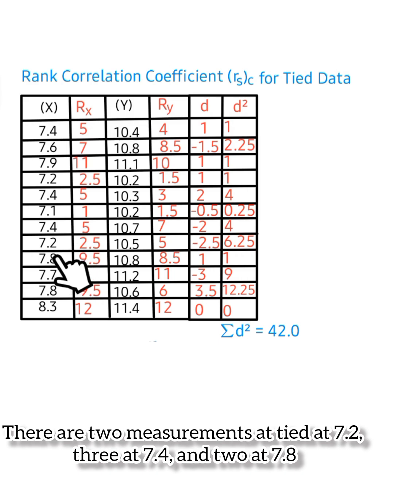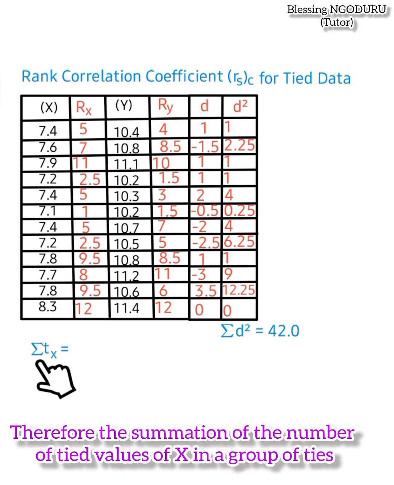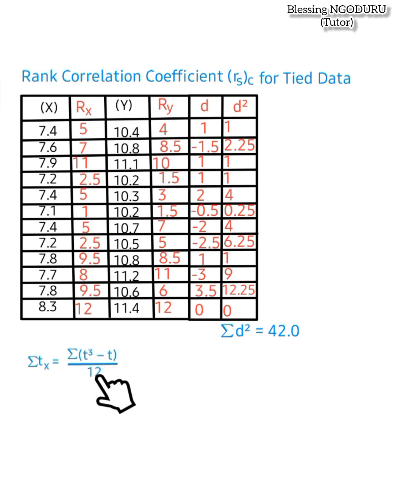There are two measurements tied at 7.2, 3 at 7.4, and 2 at 7.8. Therefore, the summation of the number of tied values of X in a group of ties will be equal to summation t raised to power 3 minus t over 12.